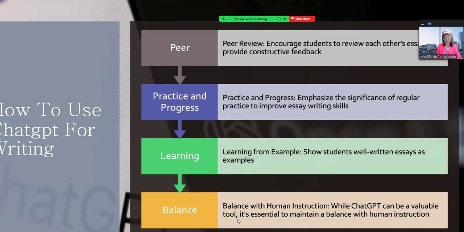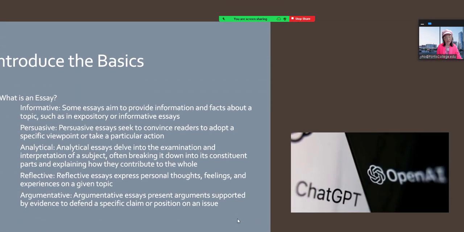Balance with human interaction. While ChatGPT can be a valuable tool, it is essential to maintain a balance with human interaction. Introducing the basics. What is an essay? Some essays aim to provide information and facts about a topic, such as in expository or informative essays. Persuasive. Persuasive essays seek to convince readers to adopt a specific viewpoint or take a particular action.